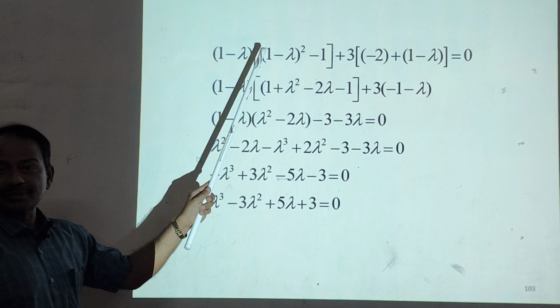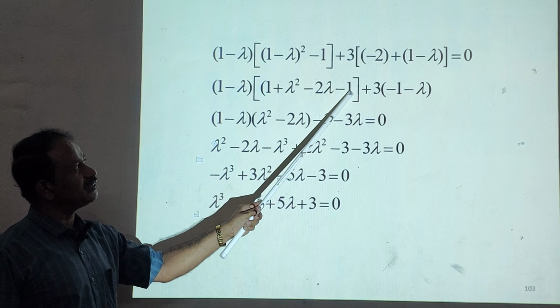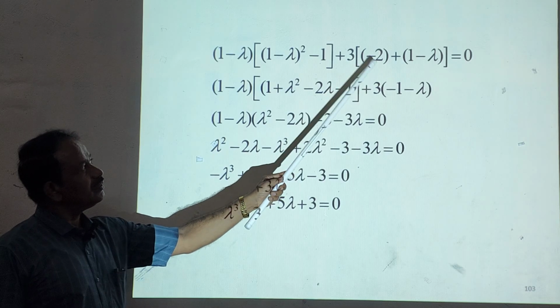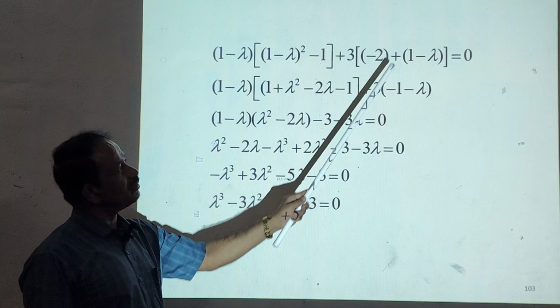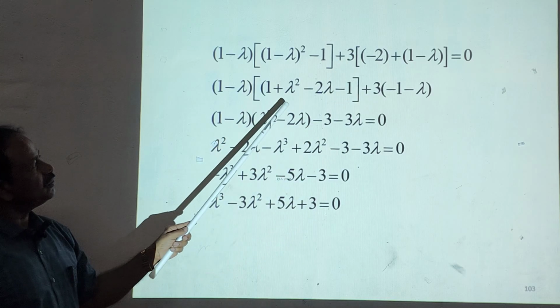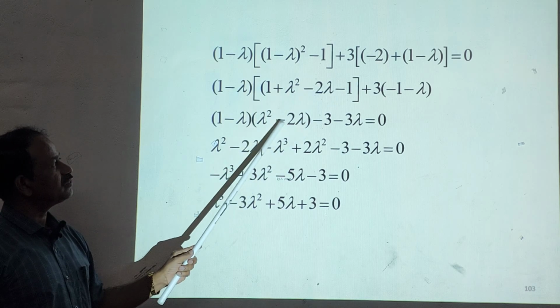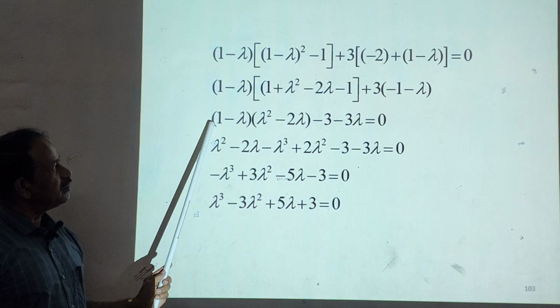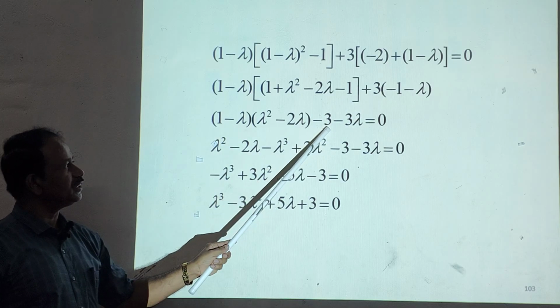So you have (1 minus lambda) whole square, which will be 1 plus lambda square minus 2 lambda. This minus 1 is there, and 3, and here you can do it like this: minus 2 multiplied by plus 1 will give you minus 1, so minus lambda, 3 times. So you have 1 minus 1 which will be 0, so lambda square minus 2 lambda, and (1 minus lambda) multiplied by (1 minus lambda). Simplifying this will give you this.